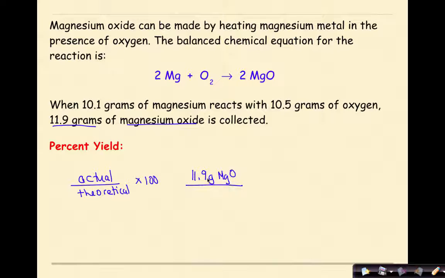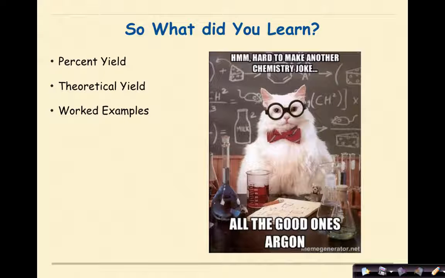Our theoretical that we calculated from the previous slide was 16.75 grams of magnesium oxide, times 100. The units will cancel each other out. We are left with a percentage which is roughly 71% of what we could have gotten. Meh. So this is an example of identifying a limiting reagent, figuring out your theoretical yield, you're given an actual, and finding percent yield.